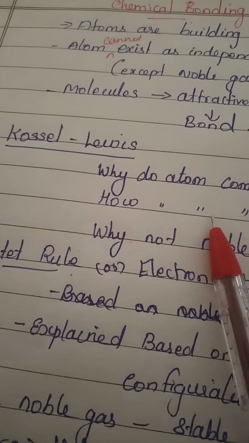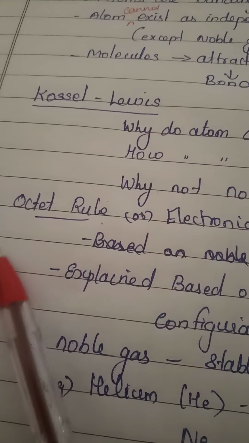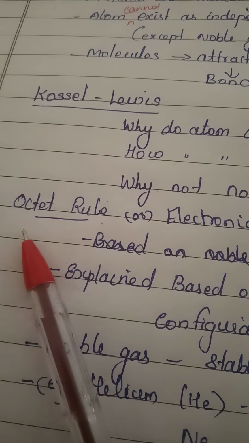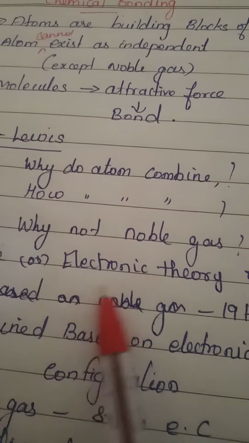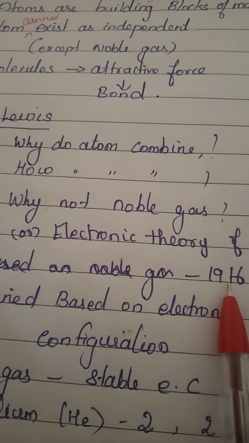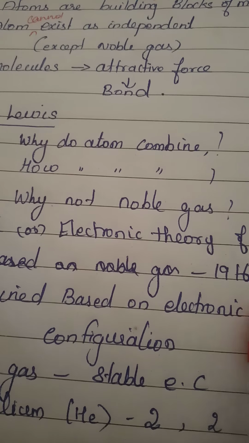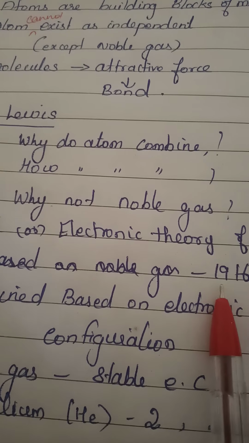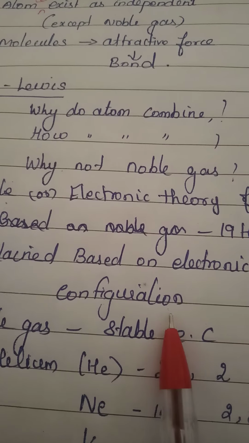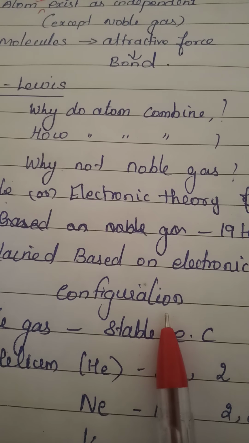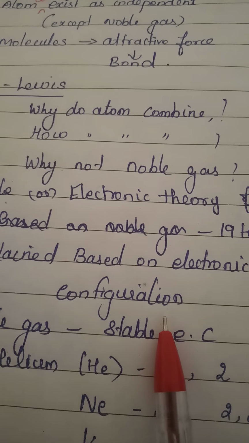Why do atoms combine? How do they combine? Why not noble gas? With the help of a rule, they formulated a rule called the octet rule, which can also be called the electronic theory of valency. In the year 1916, the theory was put forward. The basic principle they chose for explaining the answers to these 3 questions is electronic configuration. So they are explaining the 3 reasons on the basis of electronic configuration.